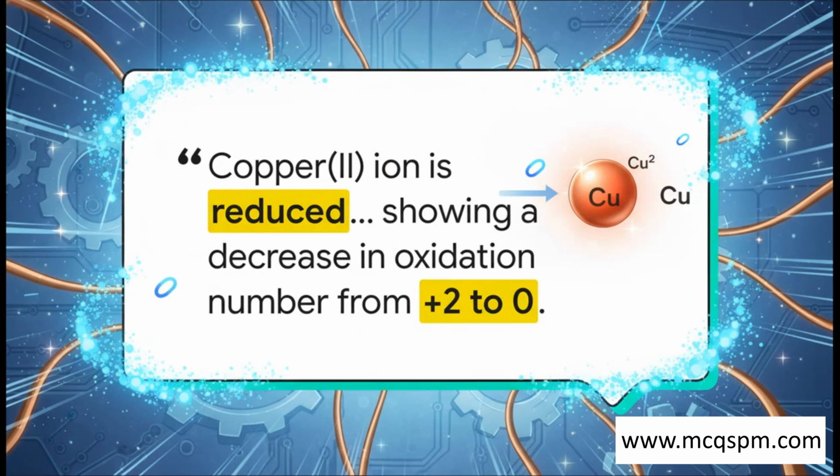Boom. And just to prove it, here's the official explanation. It confirms our exact thinking. The copper ion, which started with a charge of +2, gains 2 electrons and turns into a neutral copper atom with a charge of 0. Its oxidation number was reduced from +2 down to 0. It's a perfect application of our rule.